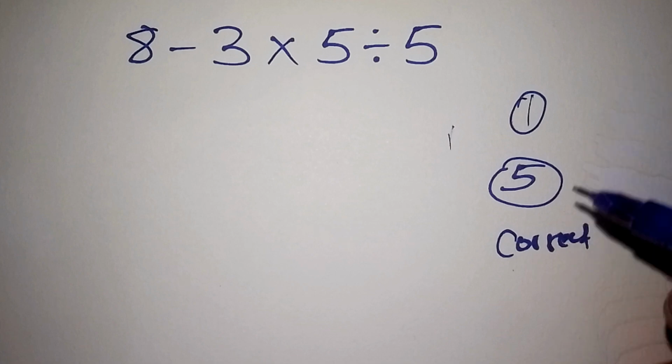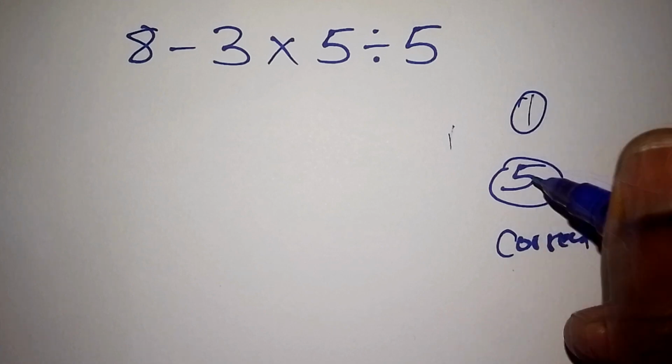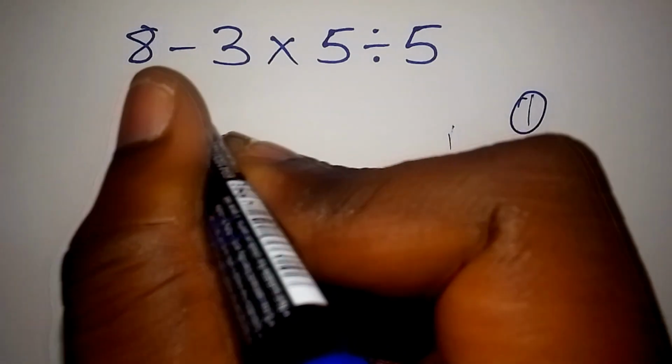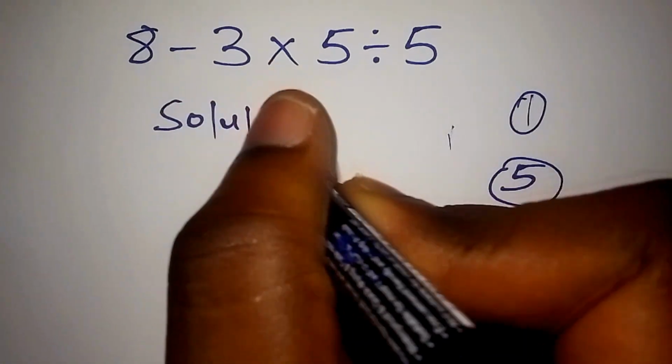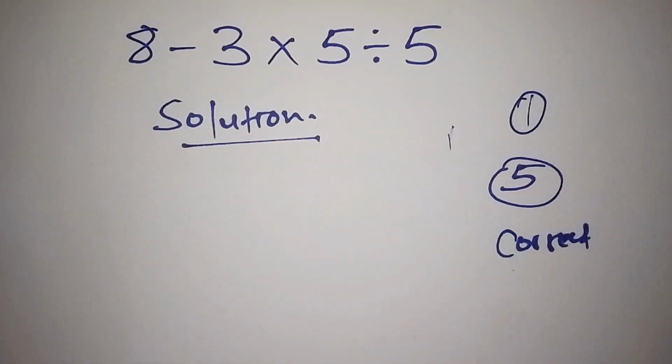Because the teacher smiled and said only one of them understands the math. So which of these two students got this maths problem correct? Let's now start with the solution and check which of these students got the correct way of solving it out.